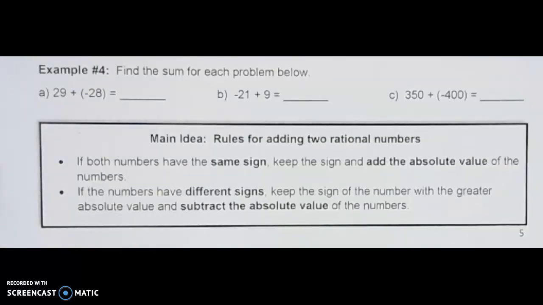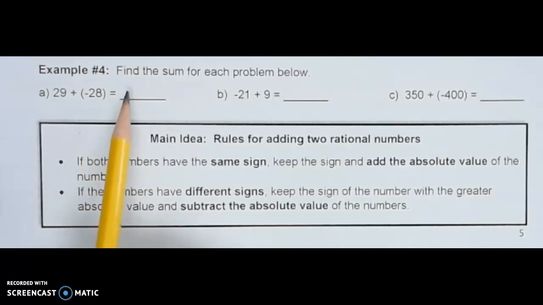In example 4, we're going to find the sum of each problem below. In letter A, we have 29 plus negative 28. Again, when the signs are different, I have to figure out if my answer is going to be positive or negative, and I'm going to do that by looking at which number has the greater absolute value.